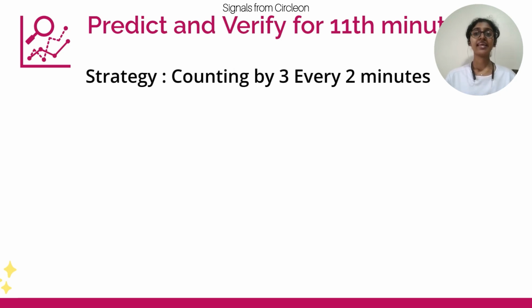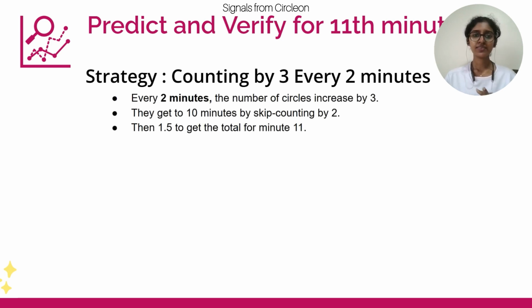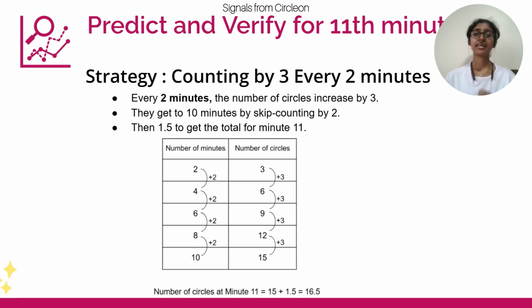Strategy of counting by 3 every 2 minutes. So how are they doing it? The students will understand that the number of circles increases by 3 every 2 minutes. So if they keep on skip counting by 2, 4, 6, 8, 10, by that time they have done the skip counting 5 times. They reach the number of circles as 15. Now to reach the 11th minute, they will add 1.5 to 15. So that makes a total of 16.5 circles in the signal in the 11th minute. This is another strategy our students might probably come up with.